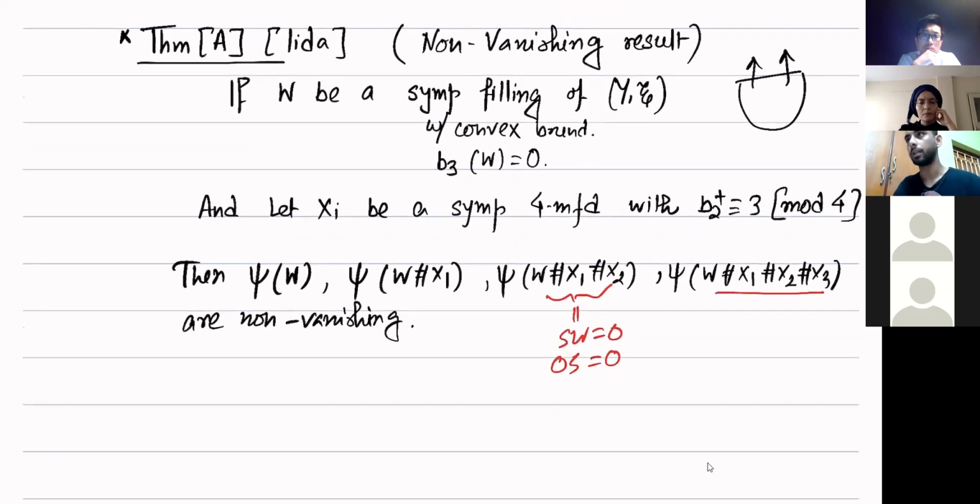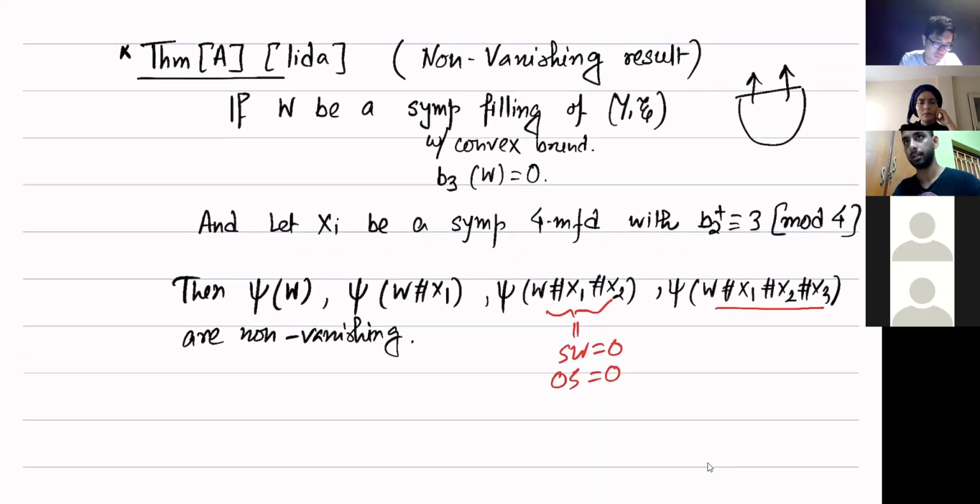Oh, before that, does anyone have any question regarding this statement or this invariant? Actually, in this result, when you take more than 3 connected sums, what goes wrong? Oh, yeah. So this is some kind of algebraic topological reason.